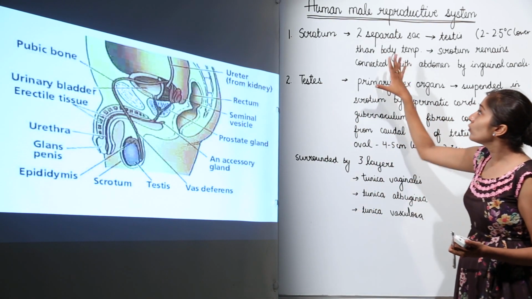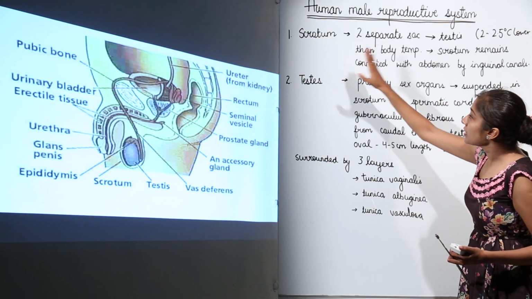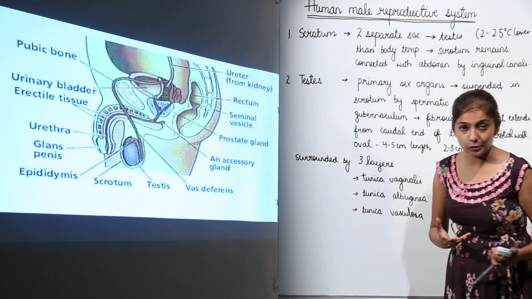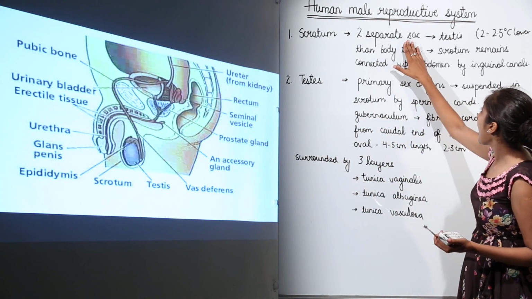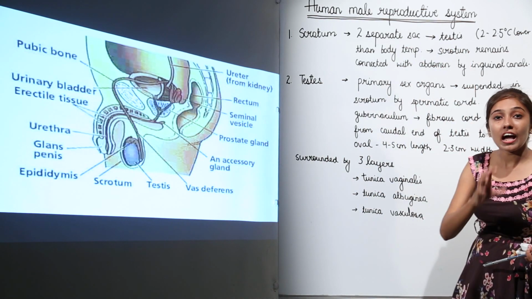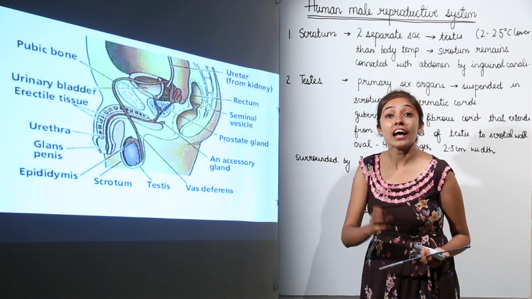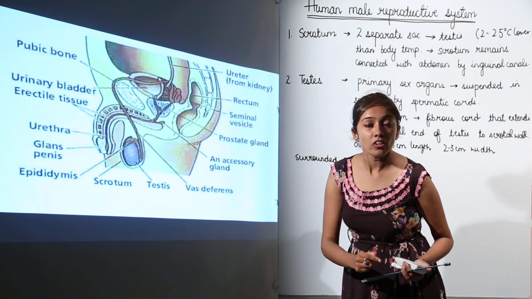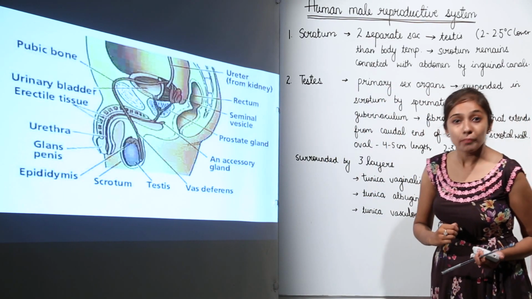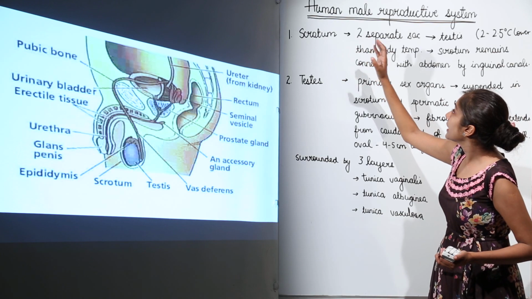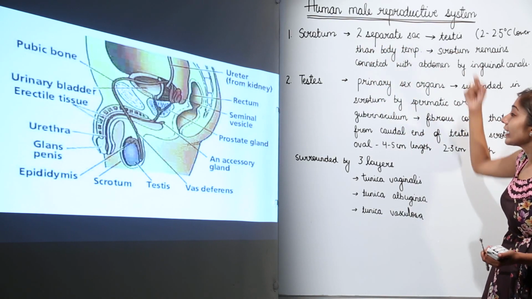Now a few lines about the scrotum. The scrotum contains two separate sacs which we call testes. What are these two separate sacs? These are testes, and we will learn later on that testes are the primary sex organs in males.